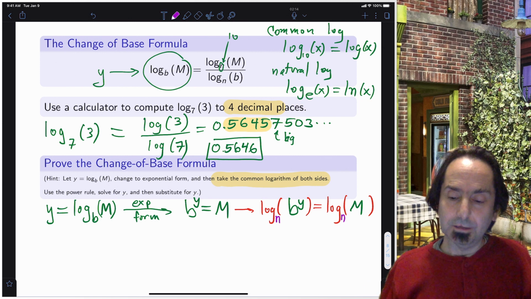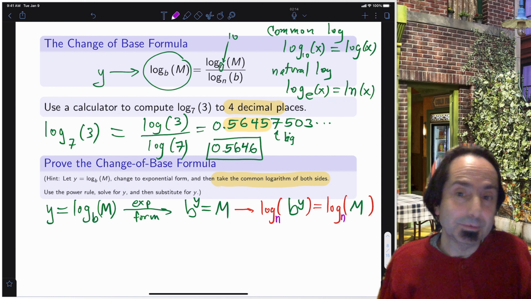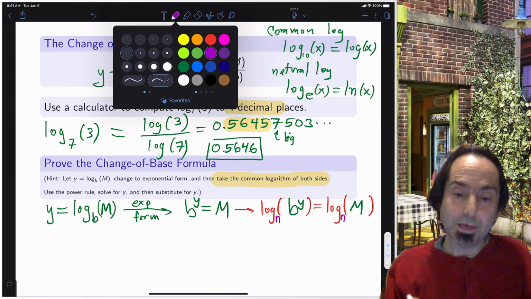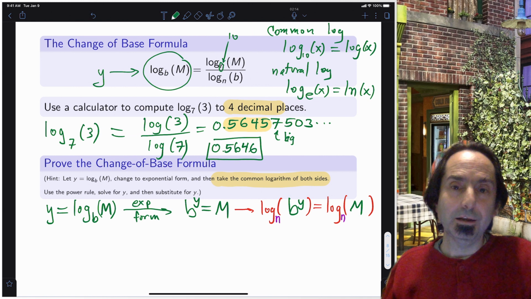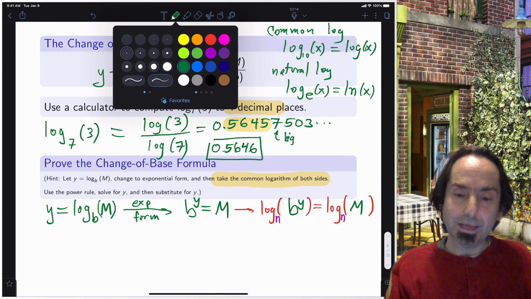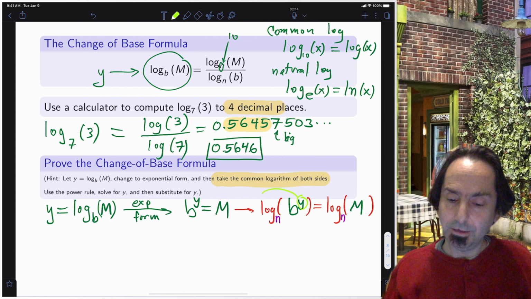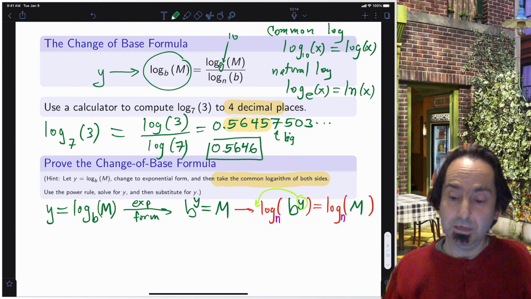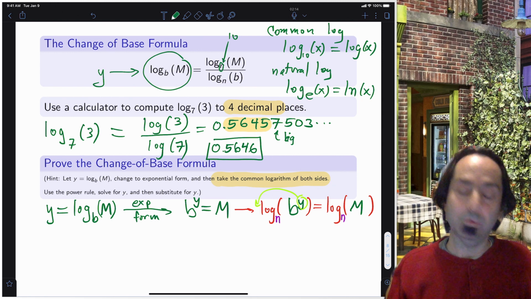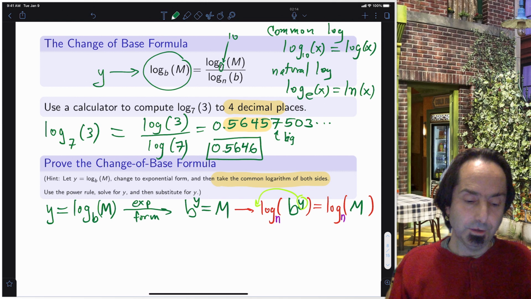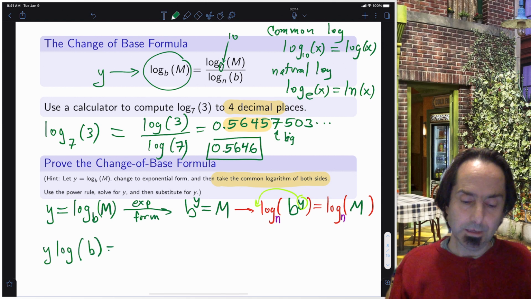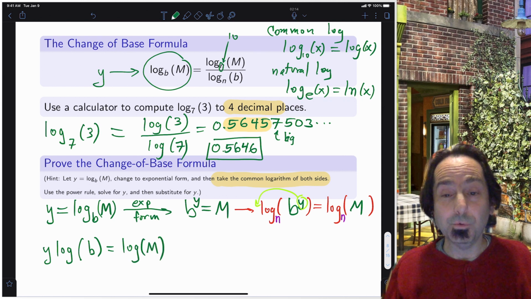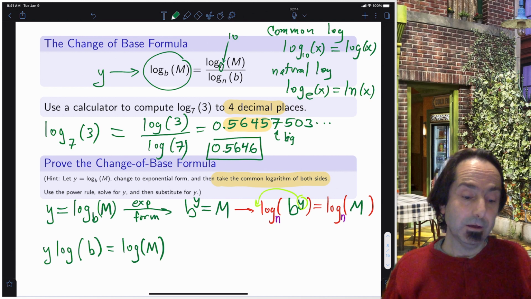So we're going to take the log base n of both sides. You can think common log or natural log. And what we get is this. The left side, we have that exponent that pops down. You remember that? That rule for logarithms? You don't need to know the name. Is it the power rule? It's the power rule for logarithms. So this is y log of b equals log of m. Okay? Any base you want, base n, base 10, base e.